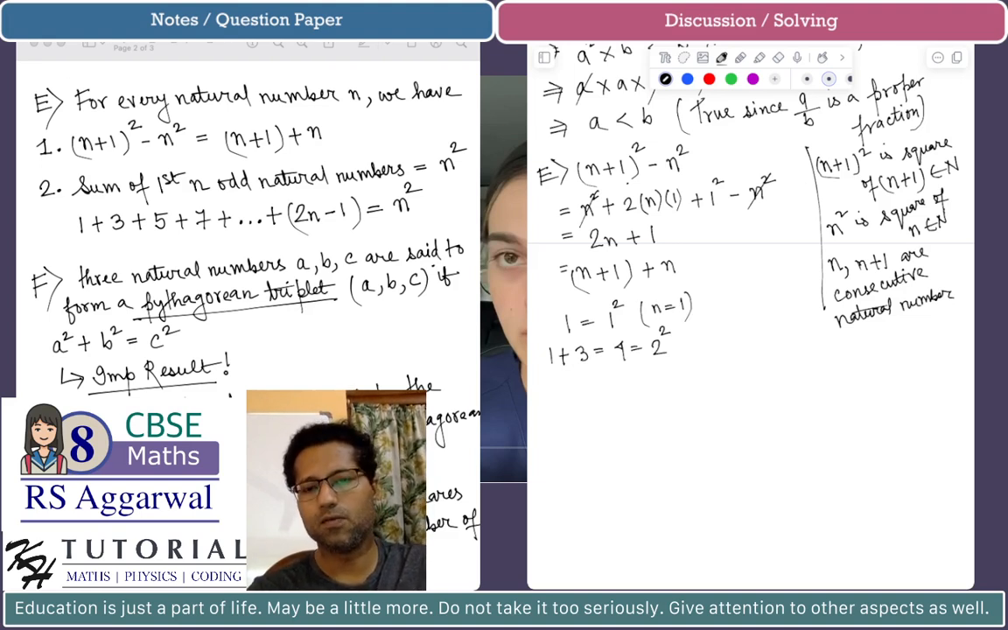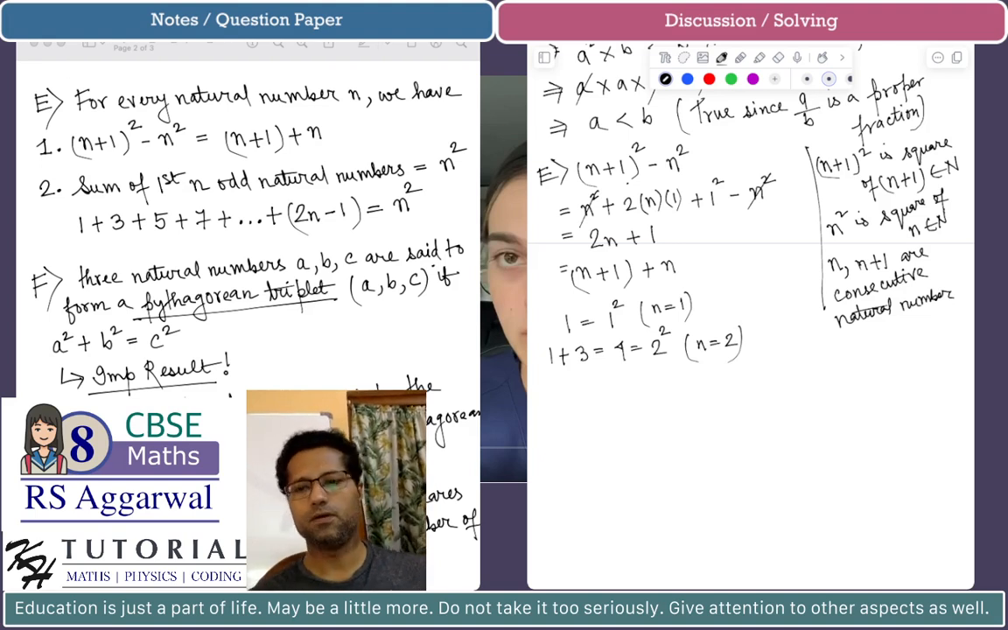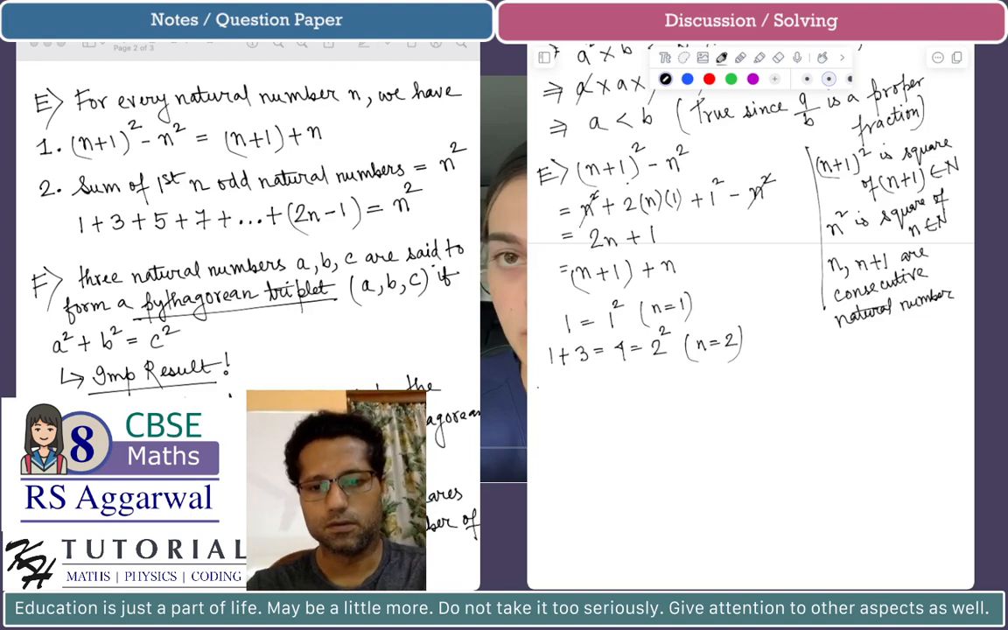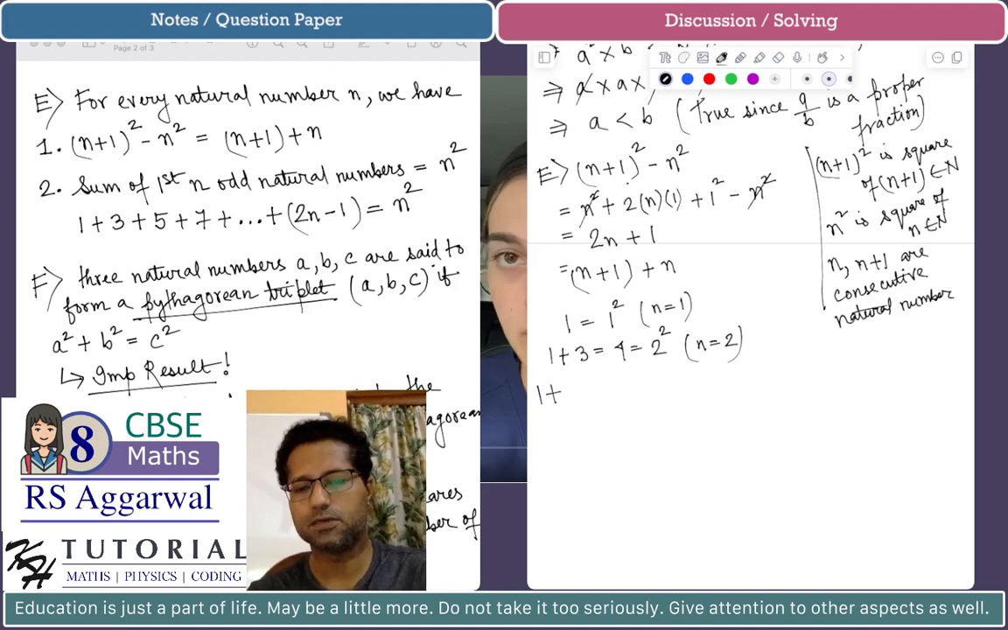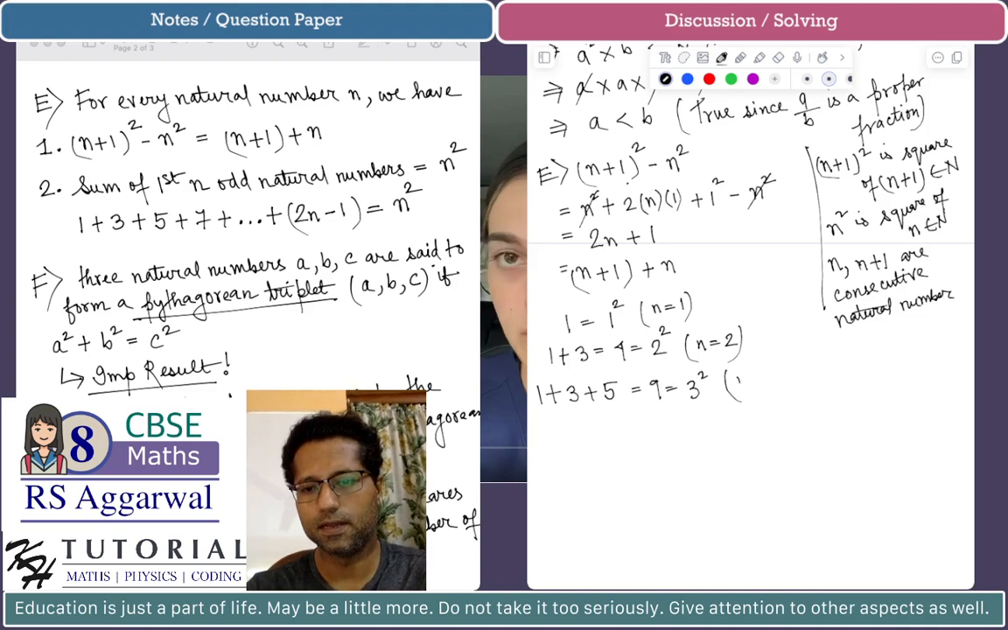Over here n was 1, we are considering the first one odd natural number. Over here n was 2, that is, we are considering the first two consecutive odd natural numbers. Likewise, if you consider the first three consecutive odd natural numbers, its sum will be 1 plus 3 plus 5, which is equal to 9, which is equal to 3 square. Here n equals 3.